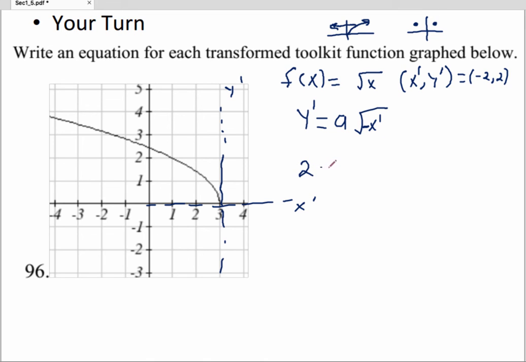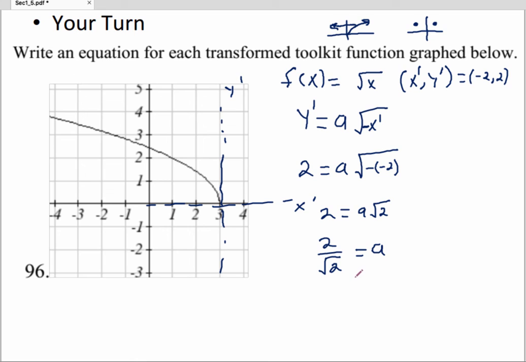So that tells me that 2 is equal to a times the opposite of negative 2, which says that 2 is equal to a times the square root of 2, right? Okay, that tells me that 2 over the square root of 2 is equal to a. So that's my scaling factor.